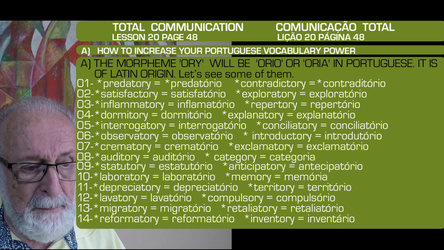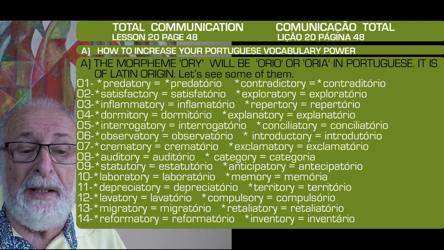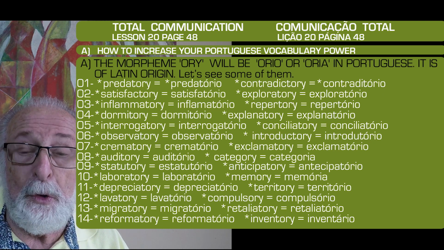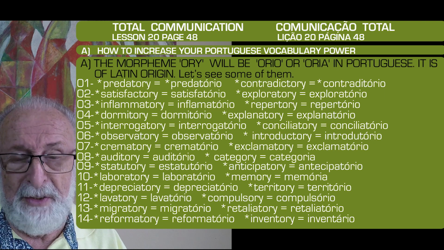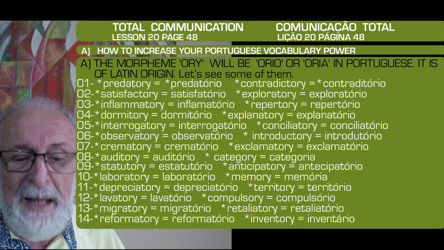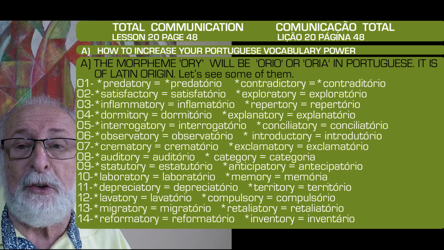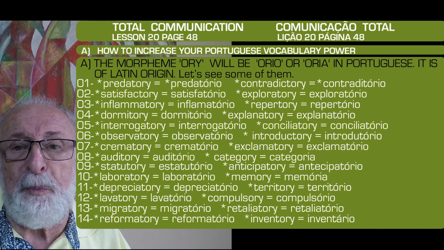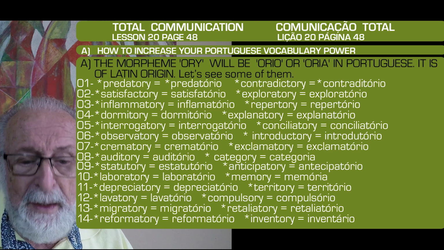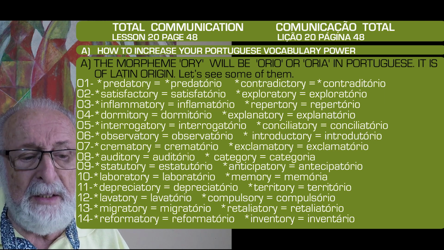In line 4, we have dormitory. Dormitory is dormitório in Portuguese. It's practically the same. Okay. In the same line, we have explanatory. Explanatory means explanatório. Okay? Explanatório.